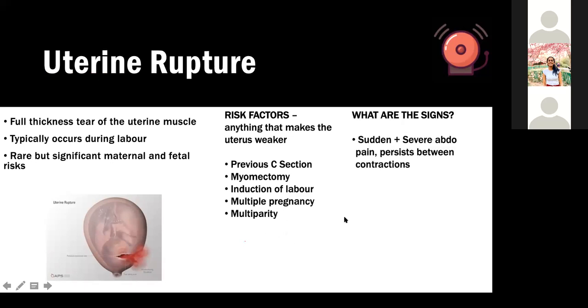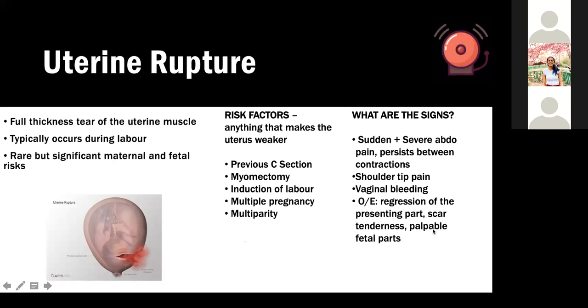And what are some of the signs? Sudden severe abdominal pain that persists between contractions. You might get some shoulder tip pain as well because of the hemoperitoneum. You can get vaginal bleeding. On examination, these are some of the things the textbooks mention: scar tenderness, palpable fetal parts, regression of the presenting part. All of these things you might see in your exam questions. On observations, they'd be hypovolemic and tachycardic, and on fetal monitoring the fetus would definitely be in distress. As severe as the words uterine rupture sound, it's a sudden, severe onset of pain with any risk factors, anything that basically makes the uterus weaker.